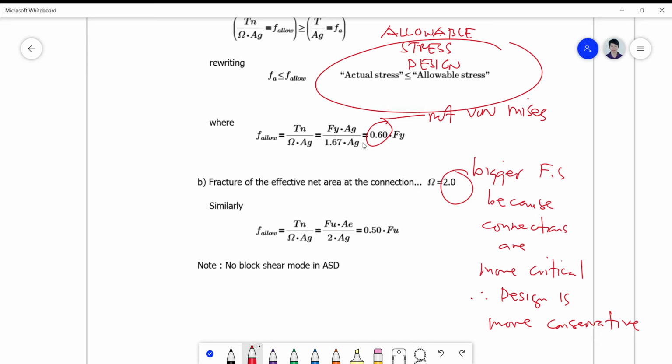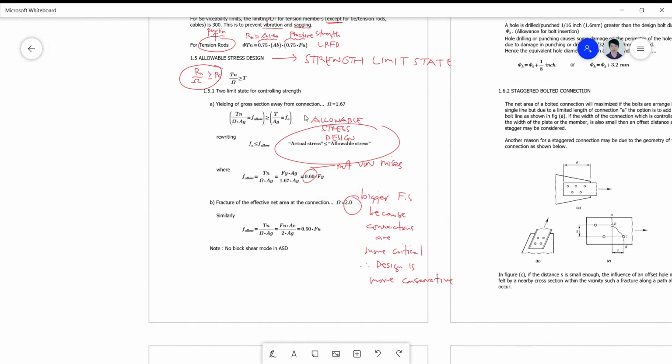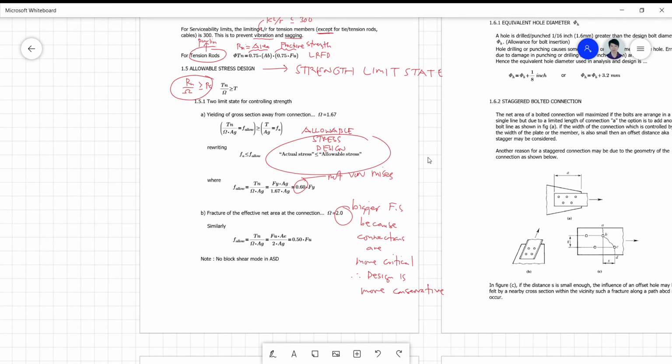Doing the same, the only difference will be your coefficient becomes 1/2 or 0.50. So that's as easy as comparing your actual tensile stress with the allowable tensile stress. Again, no block shear mode in ASD. So this is the formula that we're going to use for the allowable stress design.